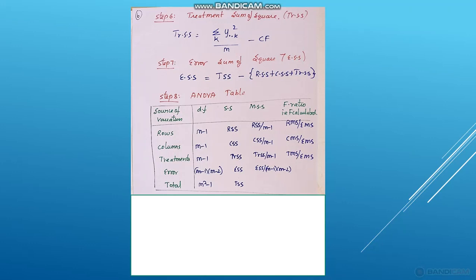This is three-way ANOVA because we will have three factors: the row factor, the column factor, and the treatment factor. The degree of freedom is m minus 1, like this. The formula is like this.